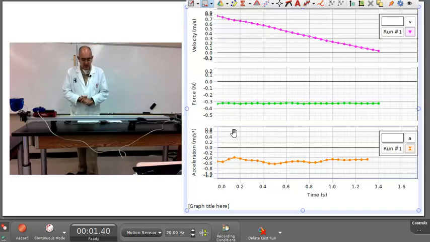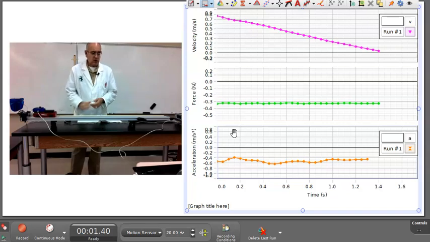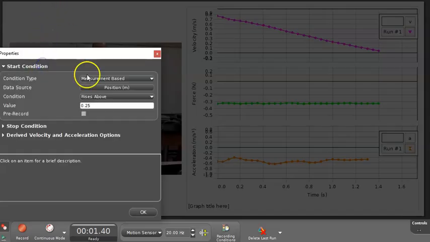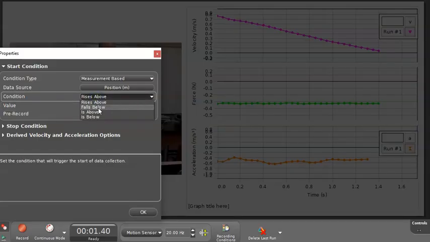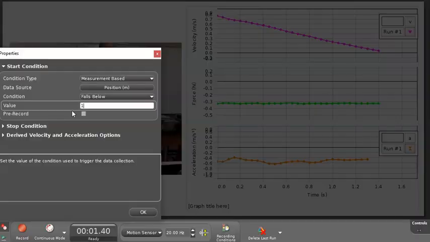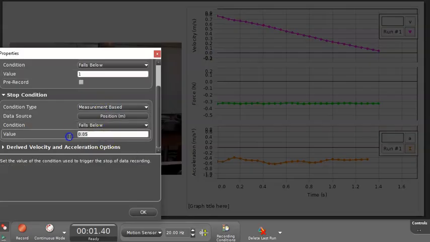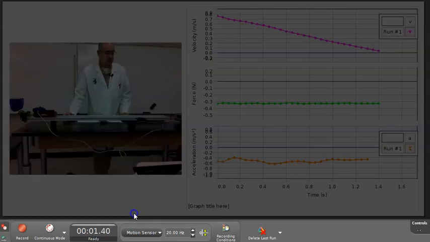Okay, so now let's do the next step, activity 1-2. What happens if it speeds up towards the motion detector? So what I'm going to do is change the recording conditions a little bit. The start condition is now going to be when it falls below 1 meter. We'll test it to check. And then the stop condition is when the position falls below 0.25.